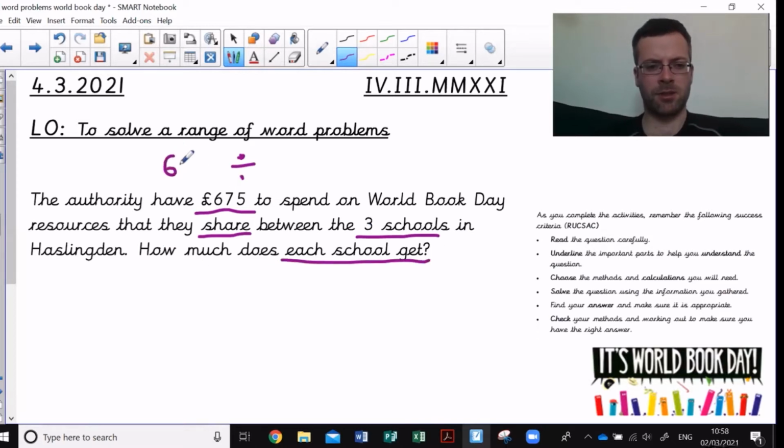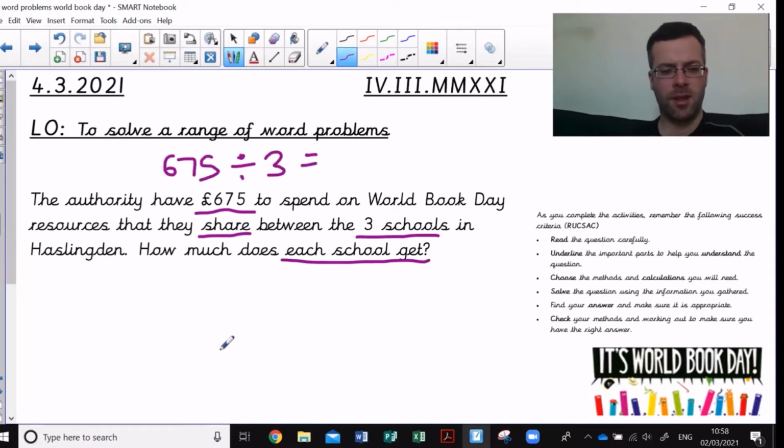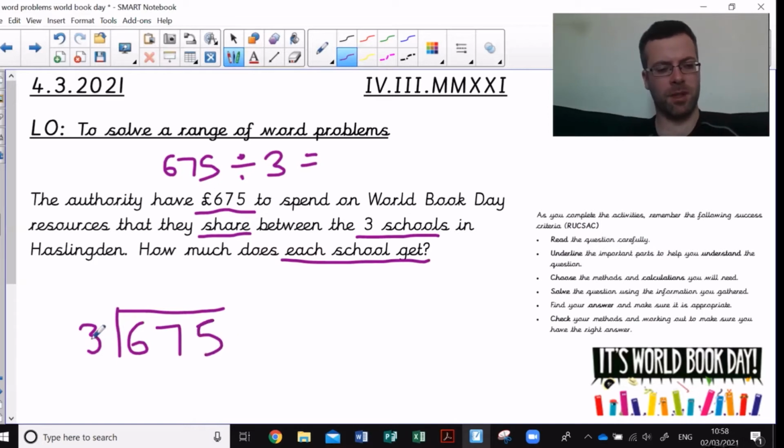So I'm doing £675, and I'm sharing that out between 3 schools. That's the question I'm doing. To do that, I'm probably going to use a bus stop. Again, not the best method, but it's quick and it gets the answer. How many 3s in 6 is 2? How many 3s into that 7 is 2, but I've got a remainder of 1. How many 3s into that is 5? So my answer is £225 each.